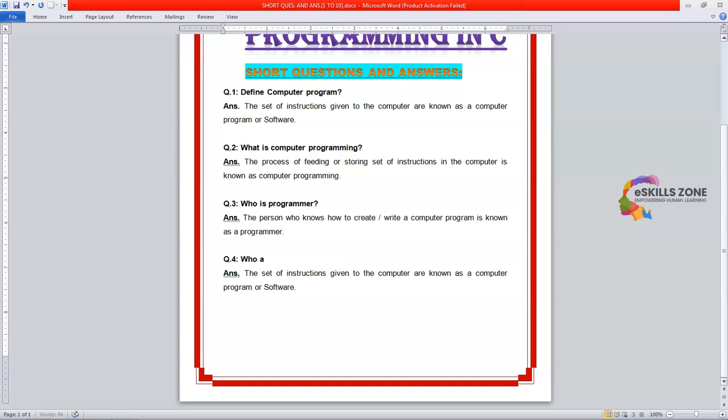Next number, question number 4. Question is, who developed C language and when? The answer is, C language was developed by Sir Dennis Ritchie between 1969 and 1973 at Bell Laboratories.